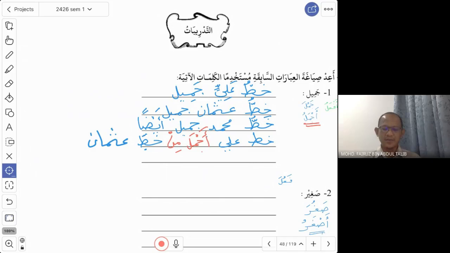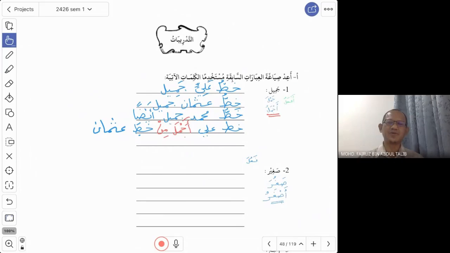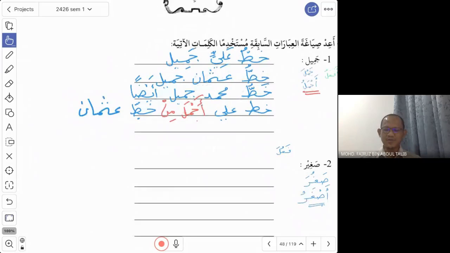Yes. Okay, now the last sentence. We want to say, so now you have mentioned Ali, you have mentioned Osman. What about the khat of Muhammad? Now you want to say, oh, Muhammad's khat is the most beautiful. Out of these khat, his is the most beautiful. So how do we say that?